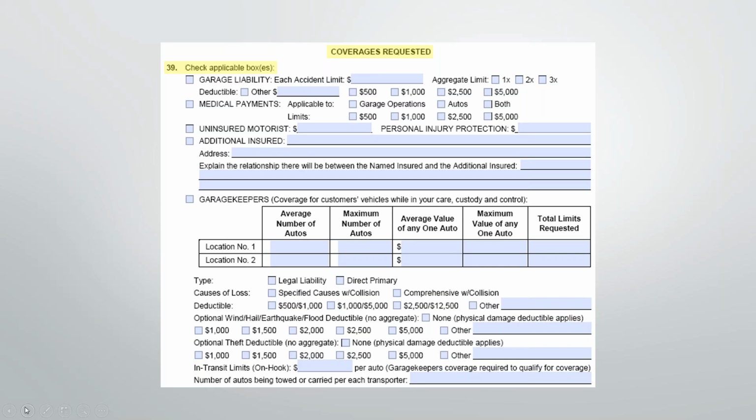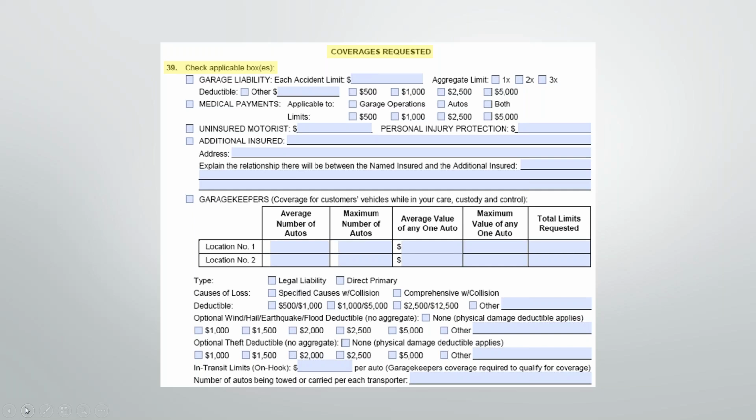And if the numbers don't make sense, if they're saying they have 5 autos on hand, and the value of those autos is about $5,000, but they're asking for $100,000 in garage keepers coverage, something's off. So look over the numbers, make sure it makes sense, and then down below is the legal liability and direct primary. Those are big differences in those two coverages.